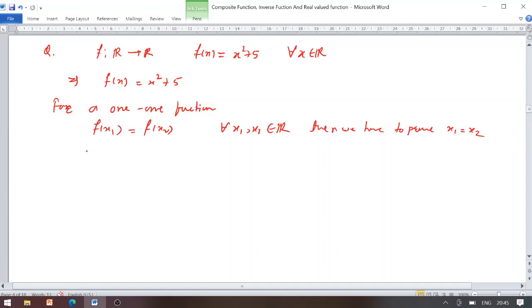So what is the value of f of x1? Let us replace x in f of x by x1. We get x1 square plus 5, that is equal to, now what is the value of f of x2? Replace x in f of x by x2, we get x2 square plus 5. So plus 5 from both sides gets cancelled, we remain with x1 square equals x2 square. So ultimately that should imply x1 equals x2.